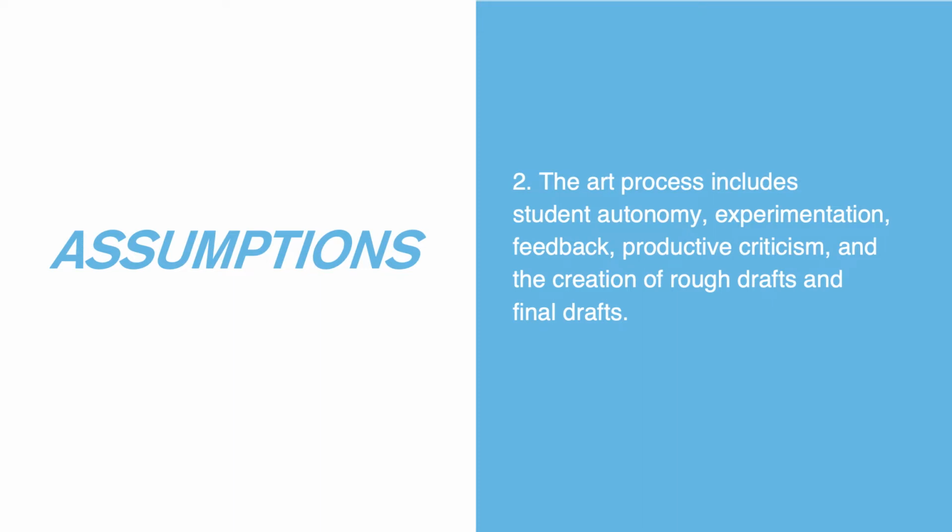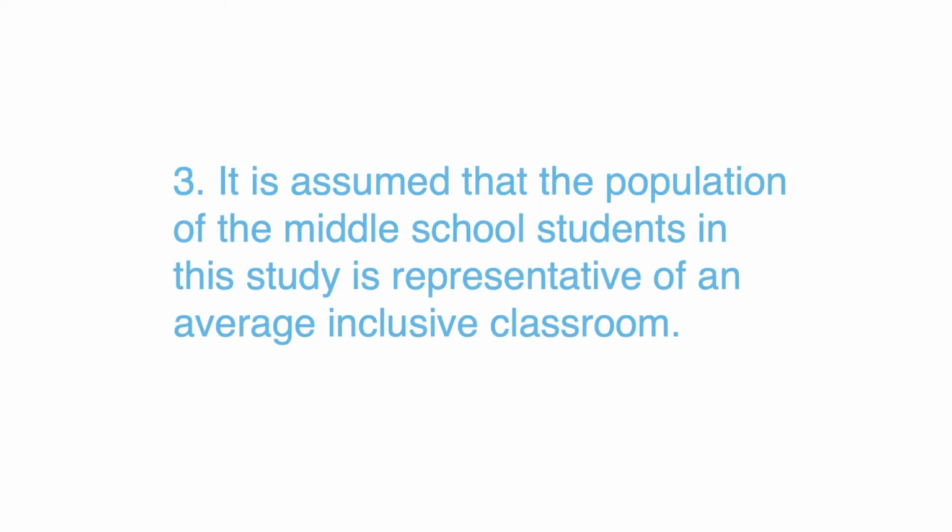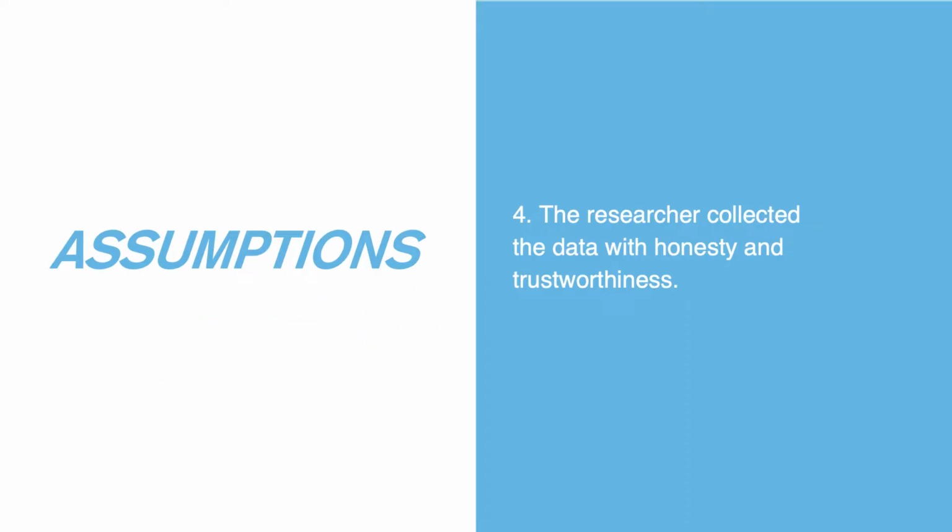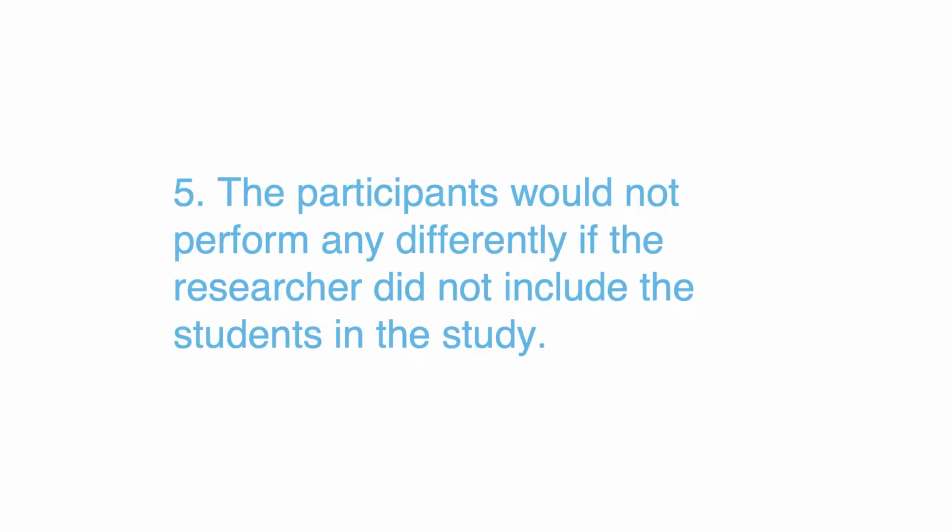Assumption number 3, it's assumed that the population of the middle school students in the study is representative of an average inclusive classroom. The fourth assumption, the researcher collected the data with honesty and trustworthiness. The fifth assumption, the participants would not perform any differently if the researcher did not include the students in the study.